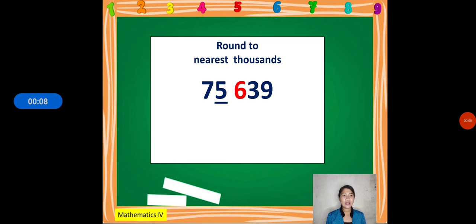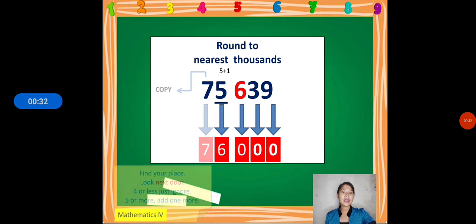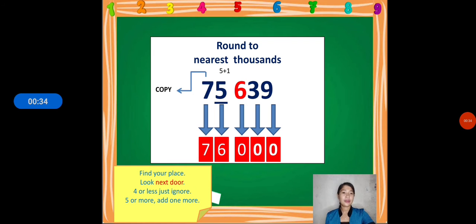Next, round to the nearest thousands. 5 is in the thousands digit. Next to 5 is 6. 6 is more than 5. We will add 1. 5 plus 1 equals 6. Change those numbers to 0 and copy the remaining number. Therefore, 75,639 round to the nearest thousand is 76,000.